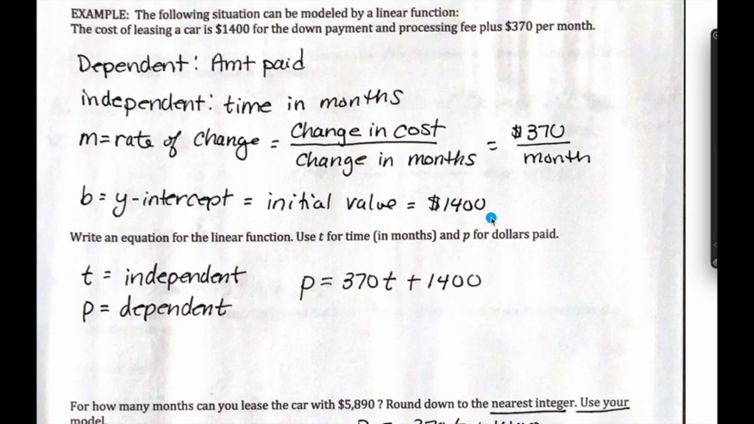So when we put this together and we create our model, thank goodness I followed the directions in this one. It says T is for time, so that's our independent variable, and that's our time in months, and then P is the price, the dollars paid here. That's how it's labeled here. So we're going to set it up. Instead of using Y, we're going to use P for price, and we're going to have 370 times the number of months, which is T, plus our initial value. So here's our M, here's our B.